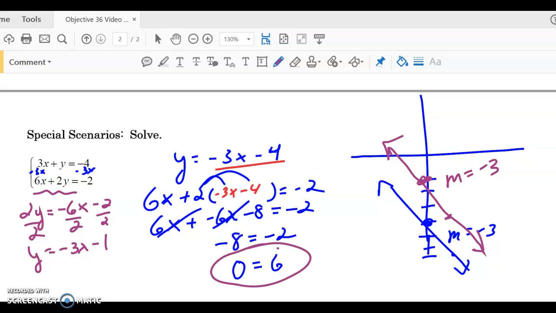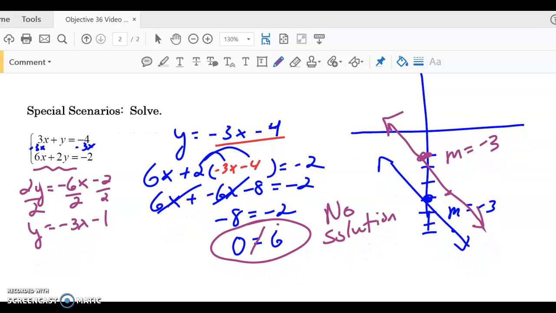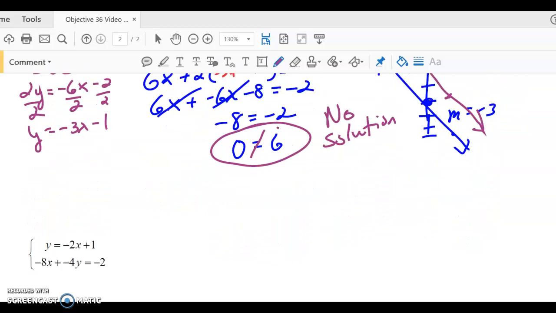So if you ever solve a system of equations and it doesn't make sense, it basically means there's no solution, because 0 cannot equal 6. Something to keep in mind moving forward, in case you don't recognize that they're parallel lines.